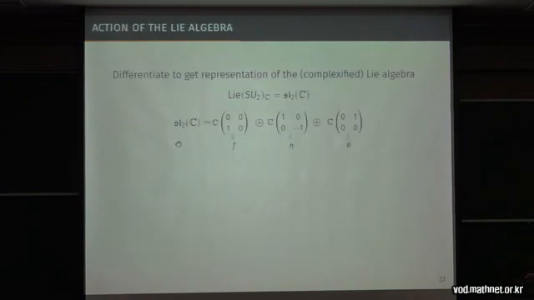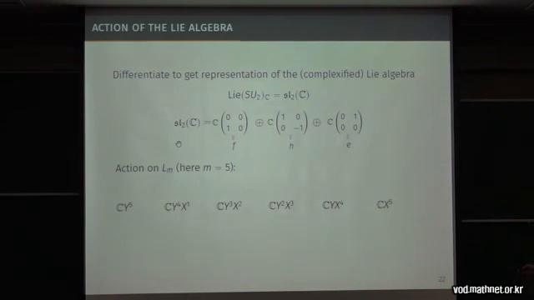So when we differentiate, we get a representation of SL2. And so I'll just give, this action is very, very simple. So the action of SU2 as these matrices is rather complicated. But when we pass to the Lie algebra, it has a very, very simple, beautiful description. And this is what I'll describe now.